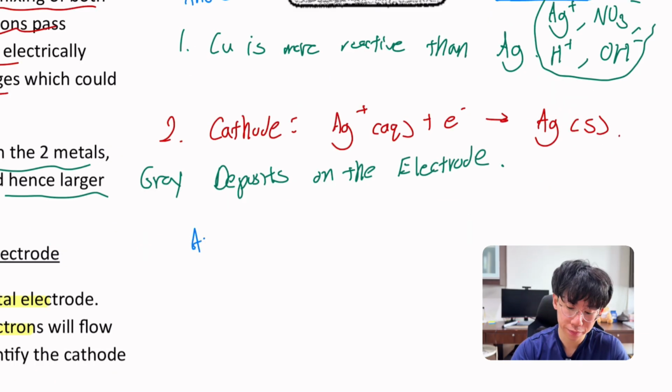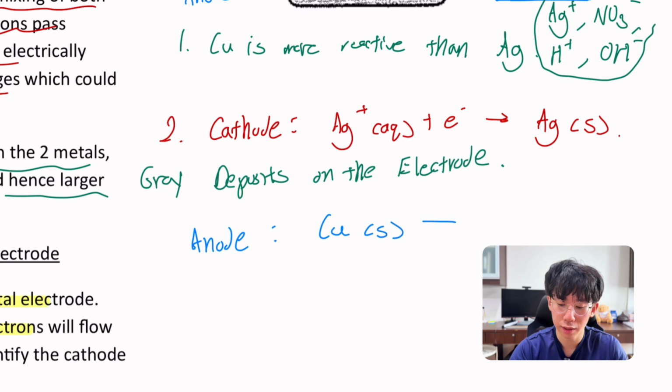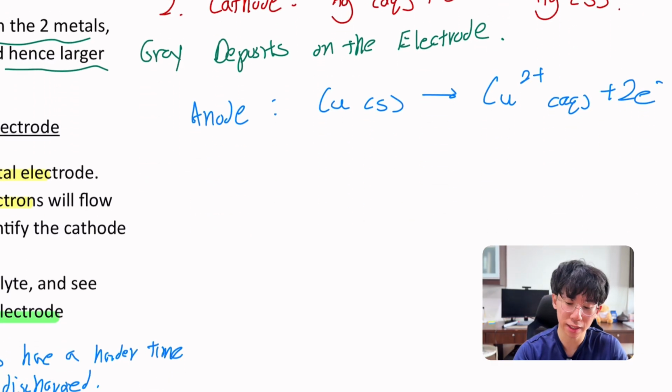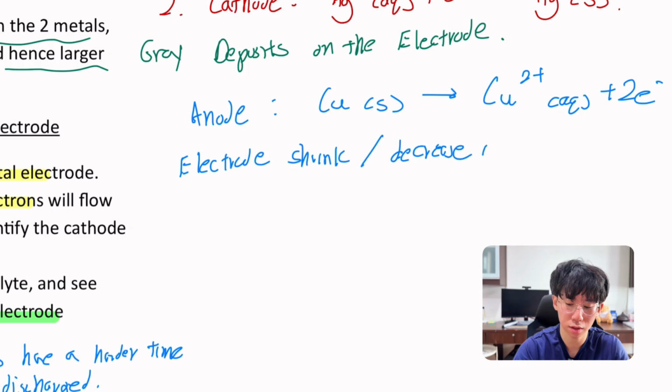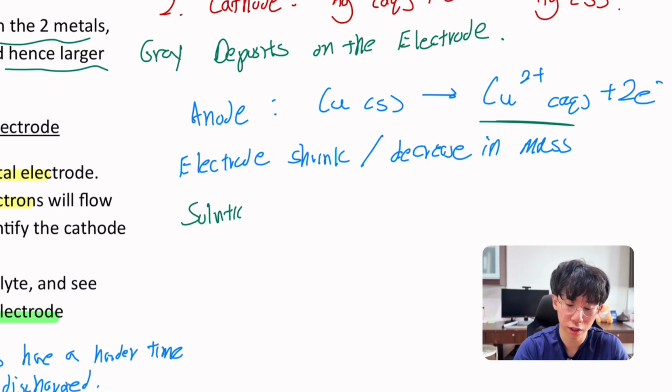Next, your anode is where oxidation happens. Because you have a metal electrode, and we already said that copper is more preferentially oxidized, so it will be your copper that oxidizes to copper 2+ ions. And in terms of observations, you can see that the electrode will shrink in size, or it will decrease in mass. And you can also see, because copper 2+ is being added to the solution, your solution will turn blue as the reaction proceeds.